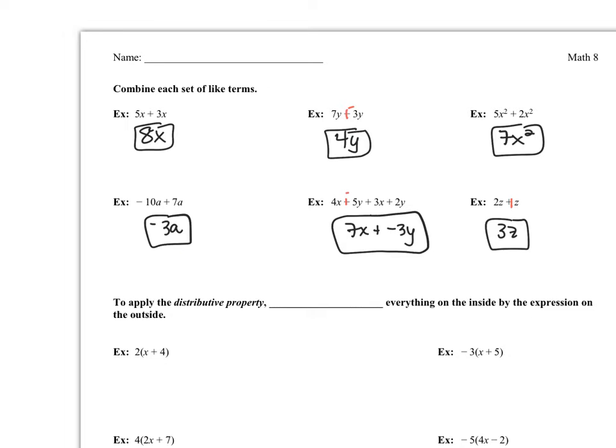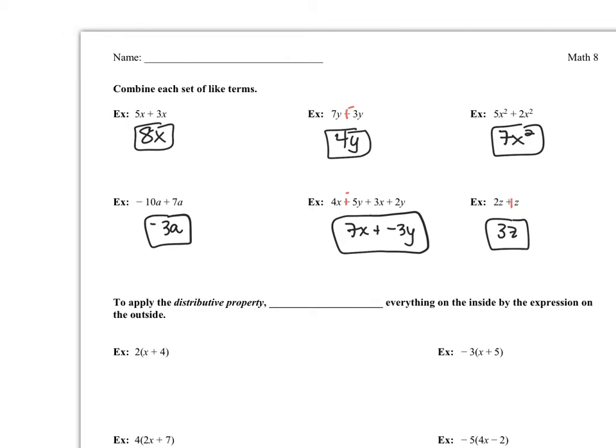In this case, when we combine our y's, remember that it's a negative 5 plus a positive 2. And a negative 5 plus a positive 2 is going to be negative 3. And in this last example, when we're combining our z's, you're technically combining a 2 plus 1, which is where that 3 comes from.